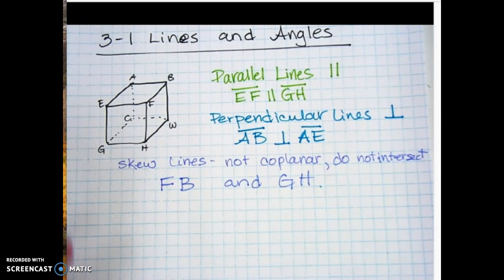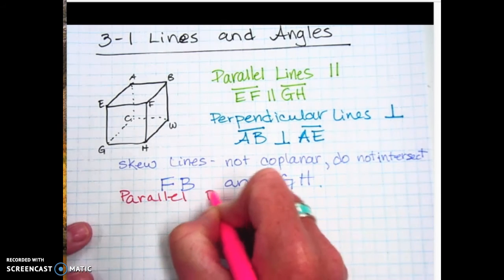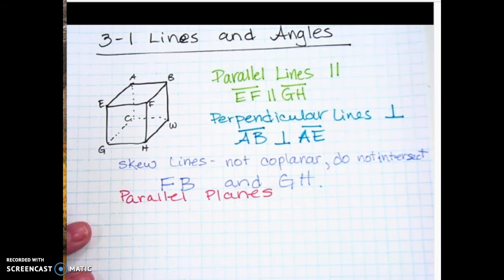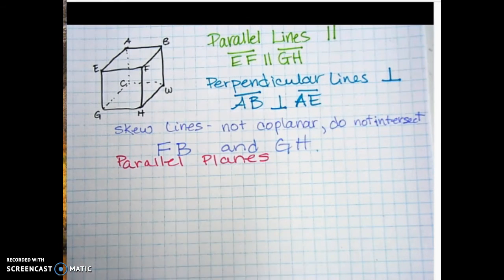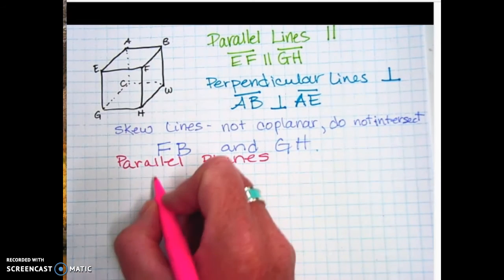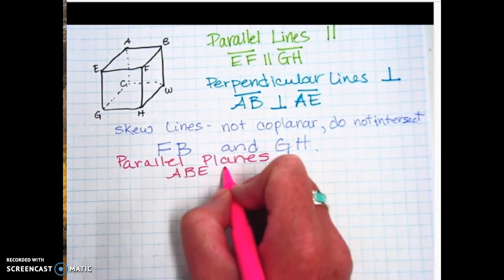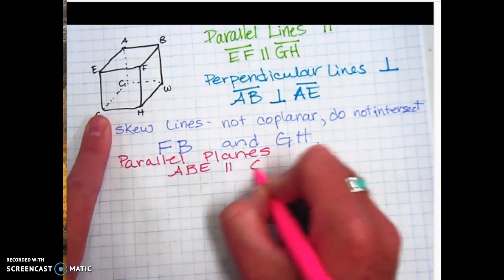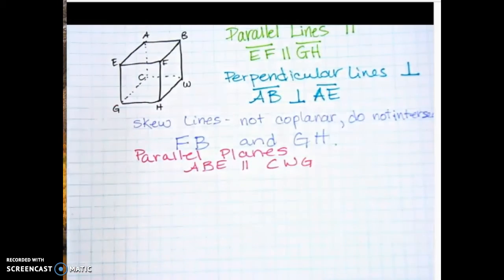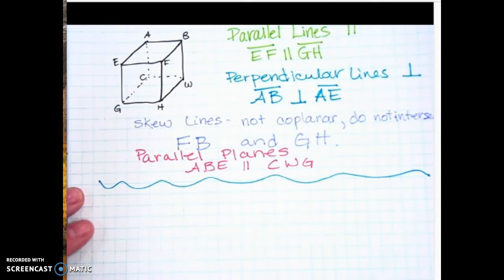The last one that you may or may not have ever thought of is called parallel planes. So parallel planes work very similar to parallel lines. They're never going to intersect, right? So if we talk about this plane up top, we'll call it plane ABE, you just have to have 3 points, it is going to be parallel to the plane at the bottom. So we'll call it CWG. Okay, so that's a little vocab for you for section 3.1.